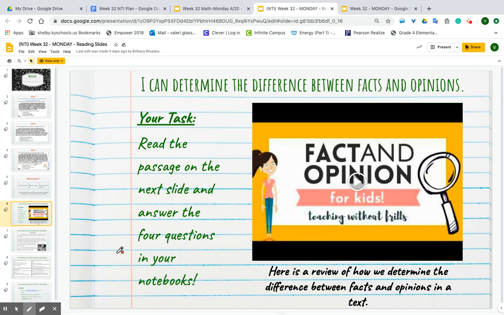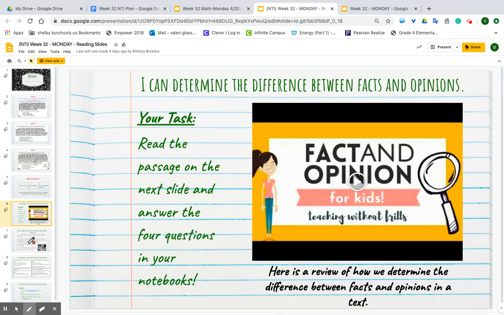Remember, a fact is something you can prove. An opinion you cannot prove. If I said everyone likes chocolate ice cream better, that would be an opinion because you cannot prove that everybody likes chocolate ice cream better. Some people like vanilla, some people like strawberry. So that would be an opinion.